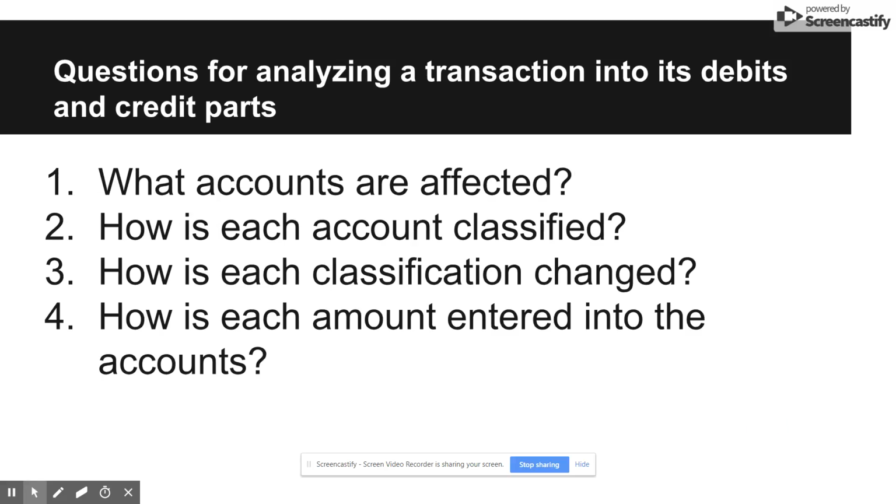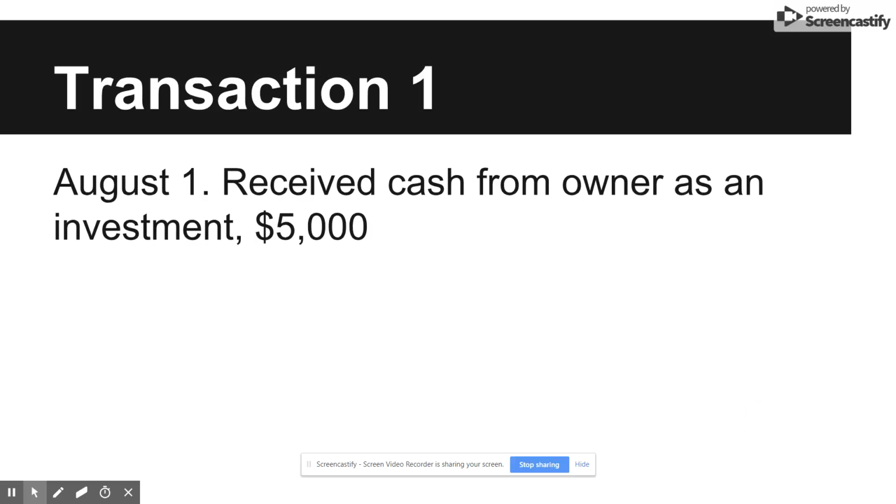So some questions you have to ask yourself when you have a transaction before you start actually recording it is: what accounts are going to be affected? And as we get started here, it will just be 2 accounts. It can be more than that, but we'll get into that as we go. How is each account classified? How is each classification changed? And how is each amount entered into the account? So we will use our T accounts to help us figure out which account is going to be debited and which account is going to be credited.